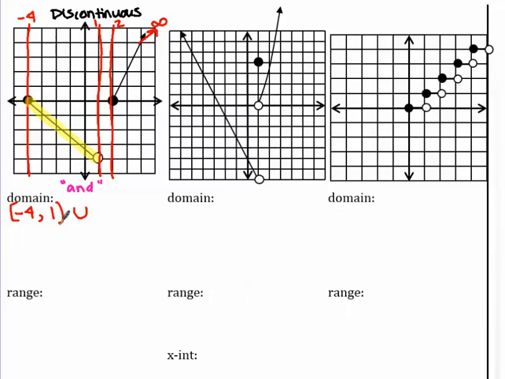So the second part of the function goes from 2 to infinity. 2 has a square bracket because it has the closed circle, and infinity always has a parenthesis. So I'm saying that the domain of this function is the interval -4 to 1 and the interval 2 to infinity. Now, to write this in set notation is a little tricky.